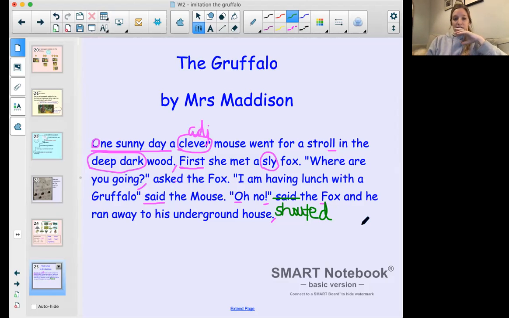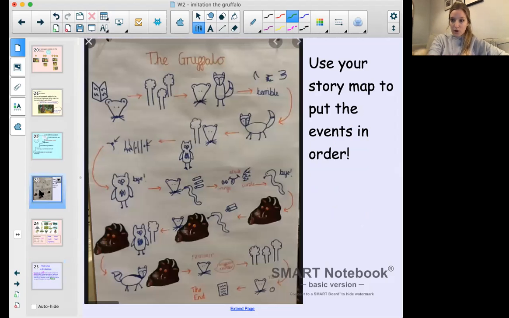So I've had a little go at getting you started on your story. We've had a little look at my story to see where I've used the steps to success. And now it's your turn to have a go at writing your story. Remember, if you get stuck and you can't remember what comes next, you go back to your story map and you have a look at where you are so far.